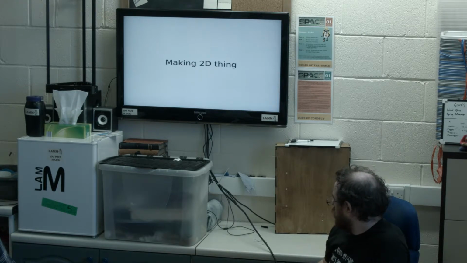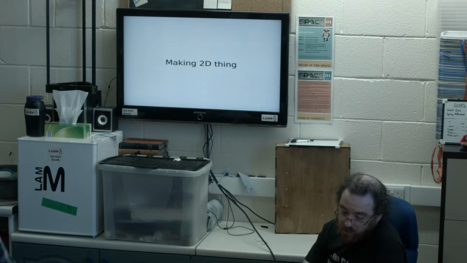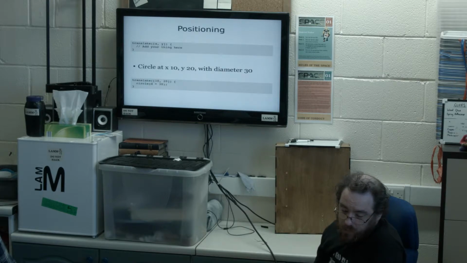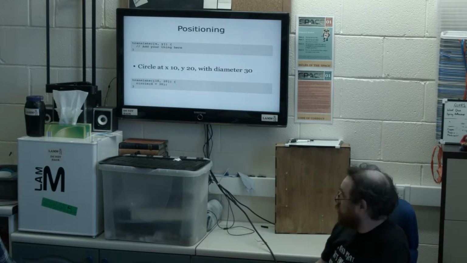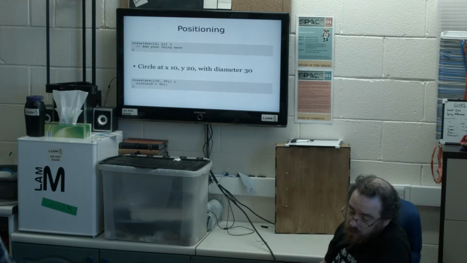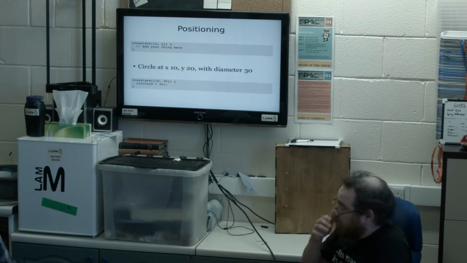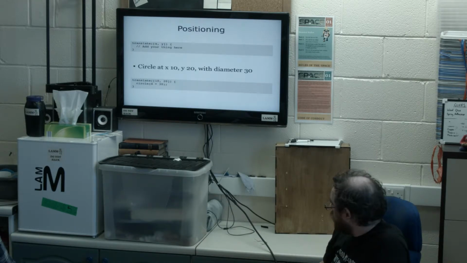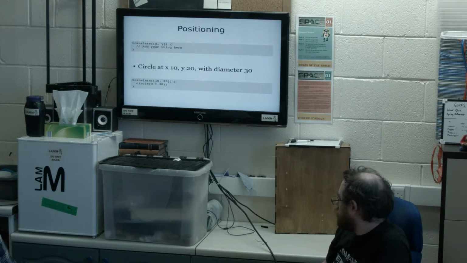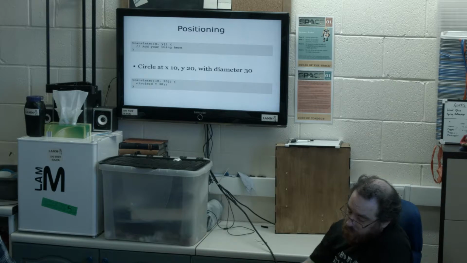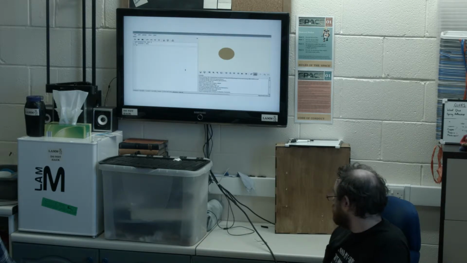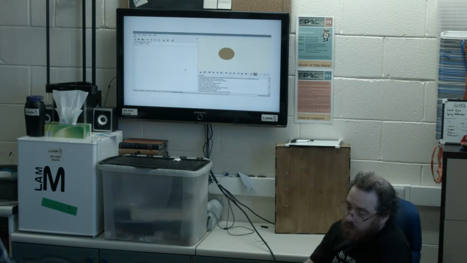And we can combine these things. We can position with translate to say where you want your thing. So in this instance we're putting it at x coordinate 10, y coordinate 20, and we're giving it a diameter of 30, and you end up with that, which is very straightforward really.